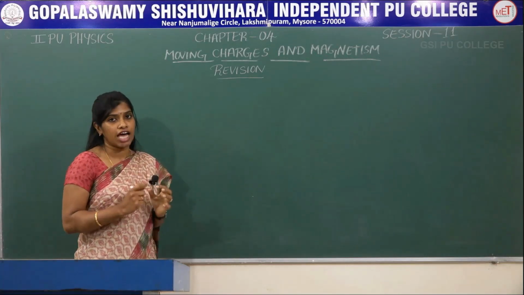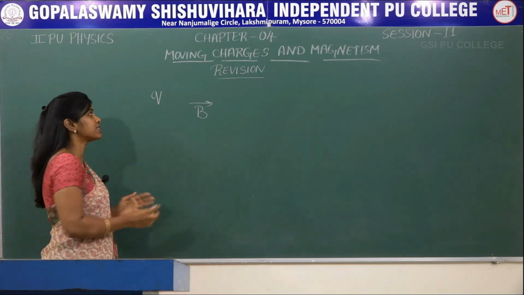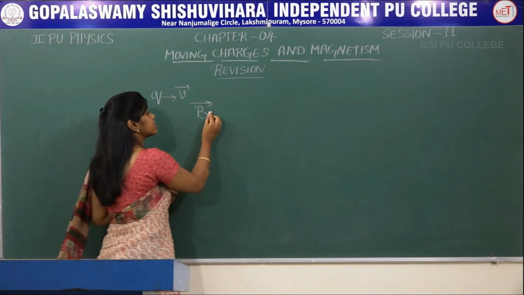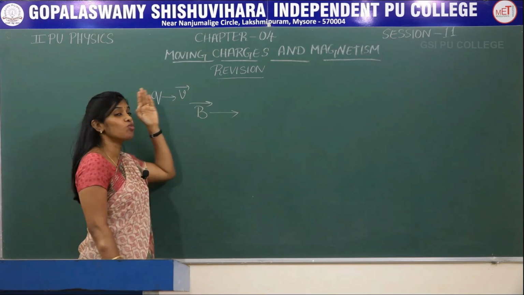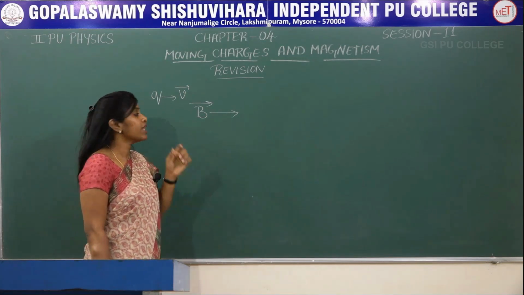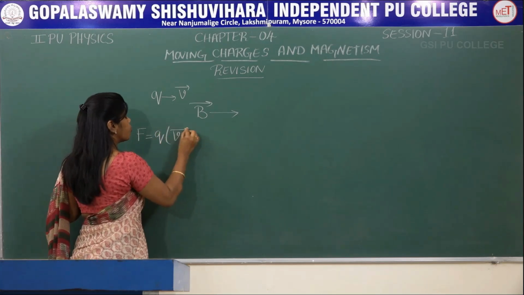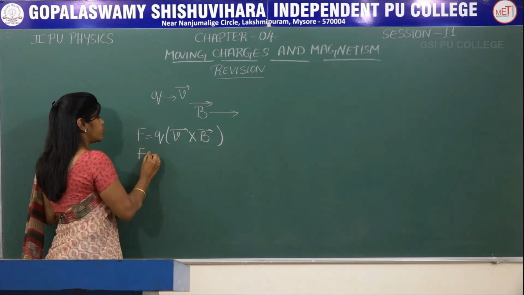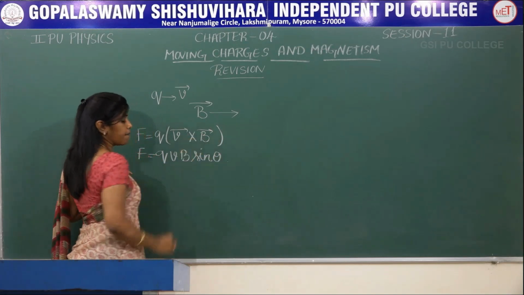Now if I have a charge, say the charge Q, moving in the external magnetic field B, this is how the charge is in motion, and this is the direction of the magnetic field. Then this charge would experience a force, and that force is given by the formula F is equal to Q into V cross B. If I expand this formula, I get QVB sine theta.